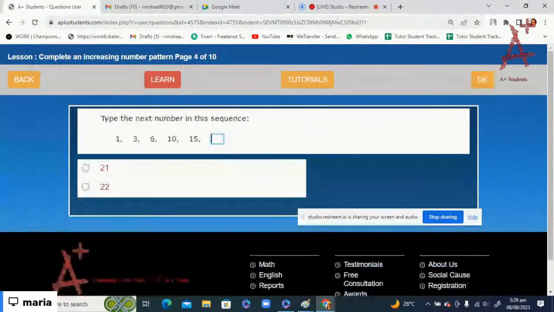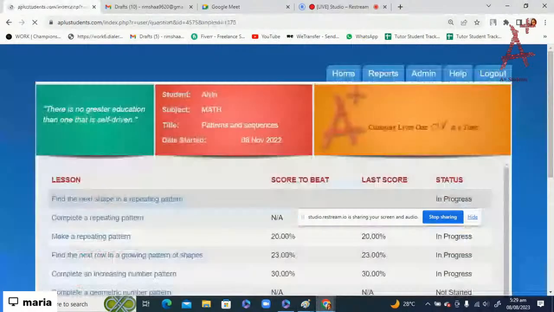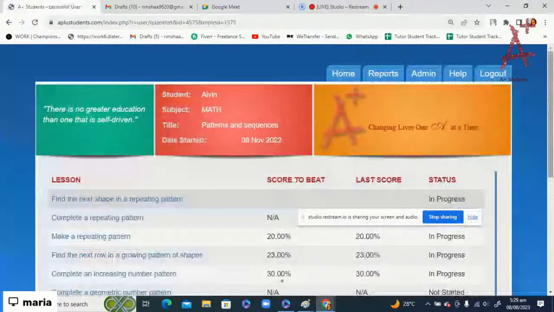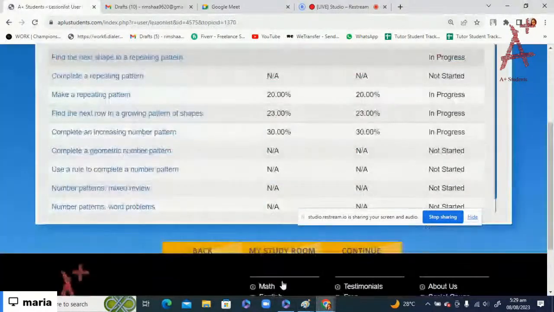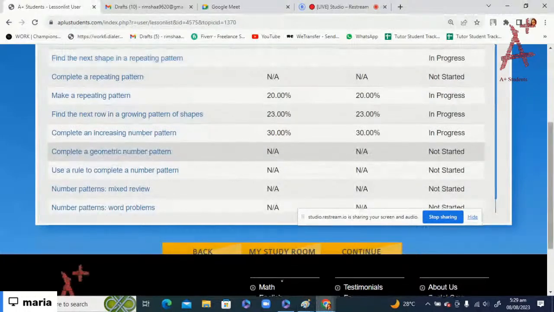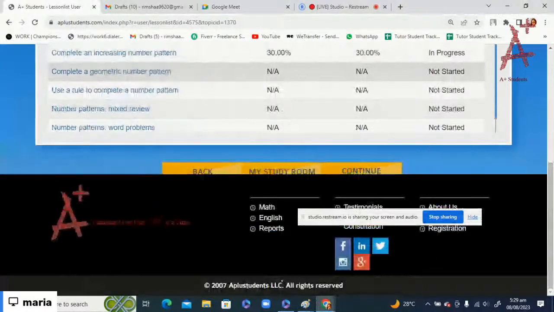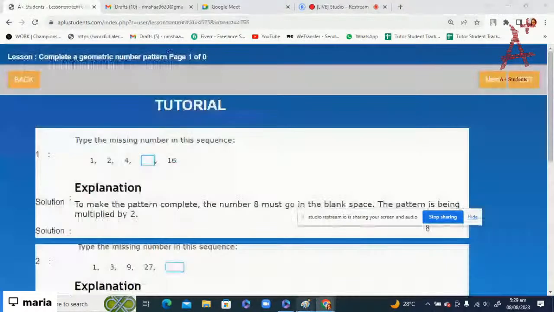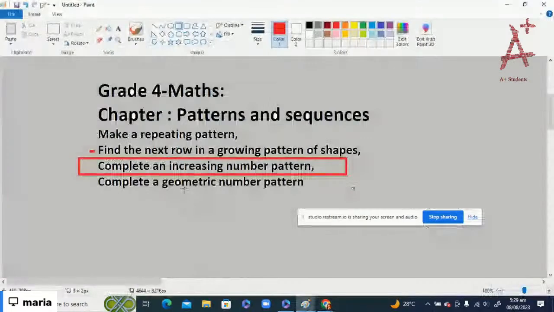Okay, now the remaining questions you solve by yourself. Now let's do the last lesson: complete a geometric number pattern.